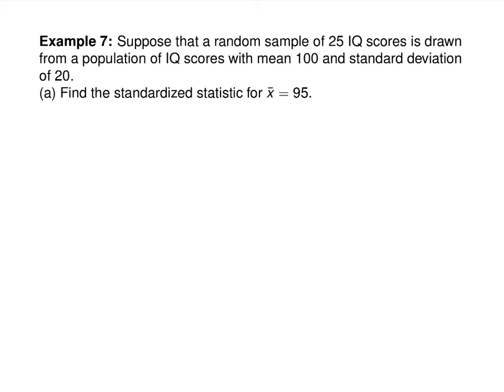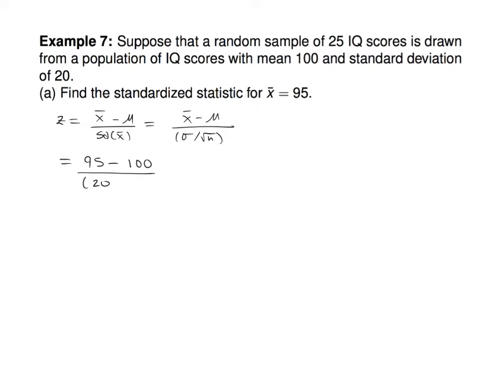So suppose that a random sample of 25 IQ scores is drawn from a population of IQ scores with mean 100 and standard deviation 20. Find the standardized statistic for x bar equals 95. So once again, z is x bar minus mu over sigma divided by root n. So that's 95 minus 100, divided by 20 over root 25. So that's 5 over 4, which is 1.25. Oh, and it should be negative 5 over 4, because 95 minus 100 is a negative number. So negative 1.25. And remember that your z-scores come out to be negative when the values you have fall below your mean.